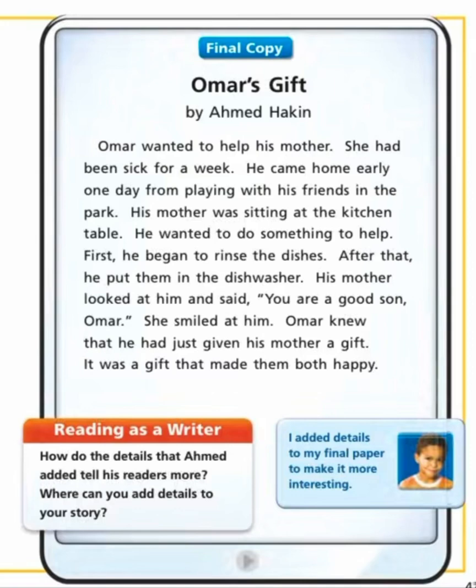Reading as a writer. How do the details that Ahmed added tell his readers more? Where can you add details to your story? I added details to my final paper to make it more interesting.